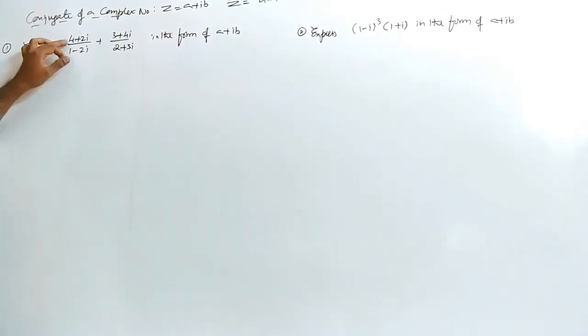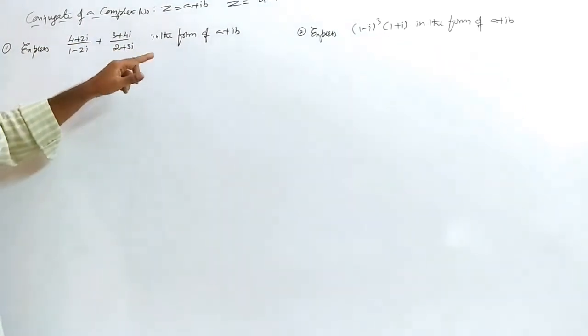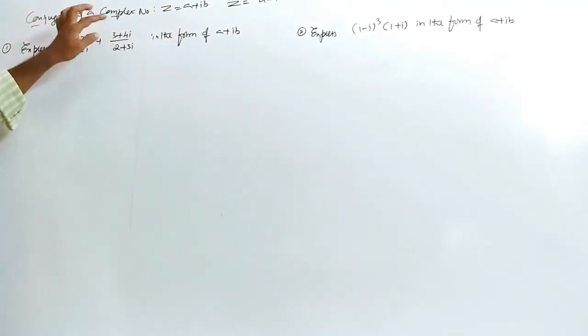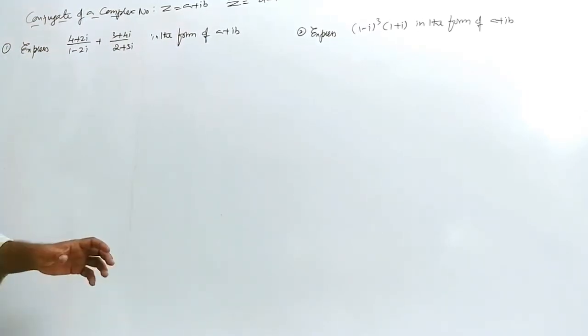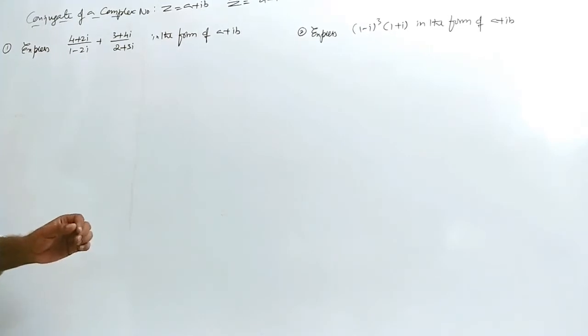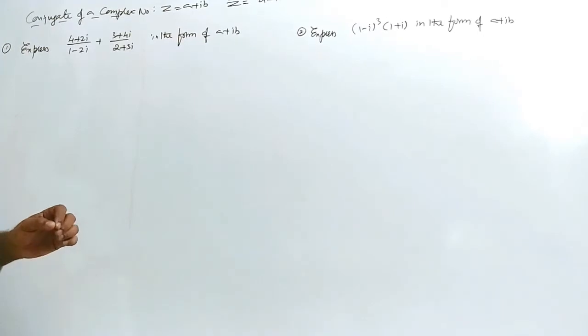To express (4 plus 2i) by (1 minus 2i) plus (3 plus 4i) by (2 plus 3i) in the form of a plus ib. Here, actually, a total of 4 complex numbers are given and it is asked to simplify in terms of only one complex number. First of all, you have to remember that whenever there is a complex number in the denominator, you have to convert that complex number into a real number.